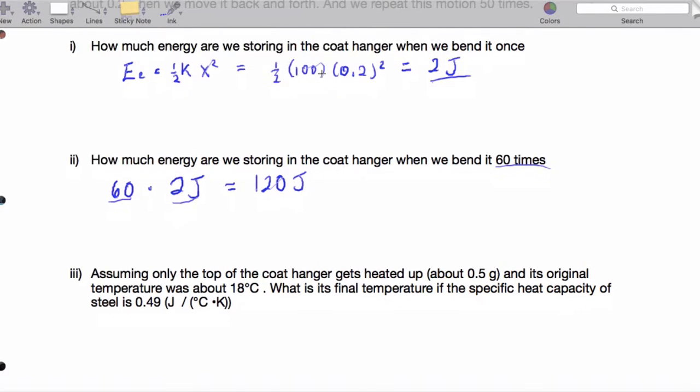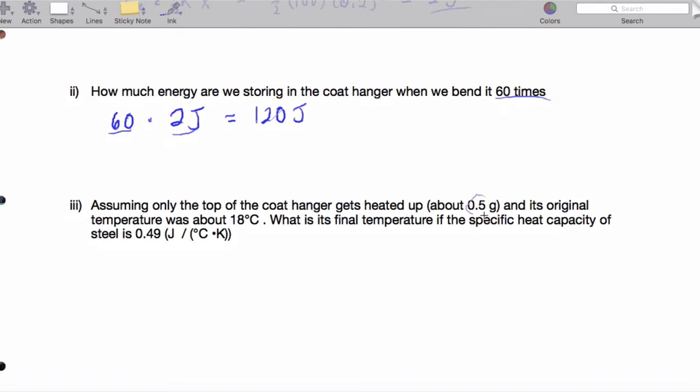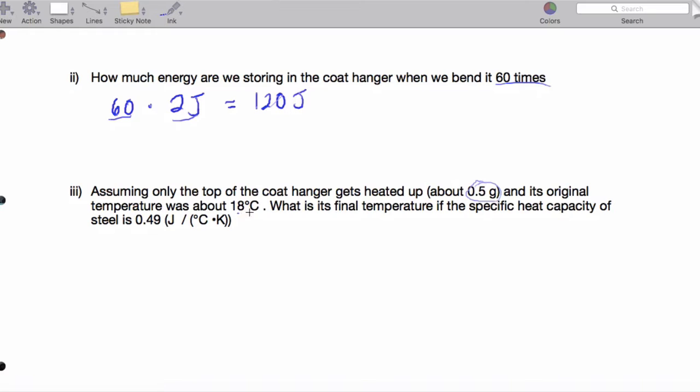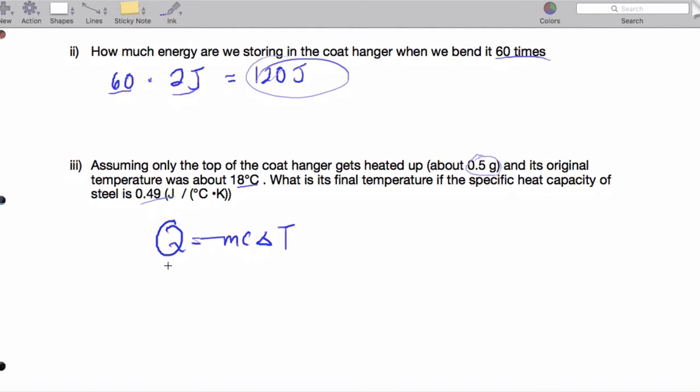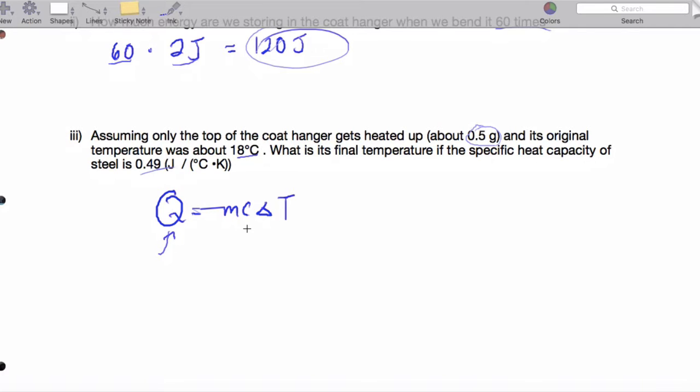So here, assuming only the top of the coat hanger gets heated up, and we're going to say about 0.5 grams, and this is its original temperature, we want to know what the final temperature is given this specific heat. So Q equals mc delta T. And of course, the big question is, what is Q? Well, Q is exactly this energy that we put into the coat hanger by bending it. That's why, in real life, you felt the coat hanger get hot.